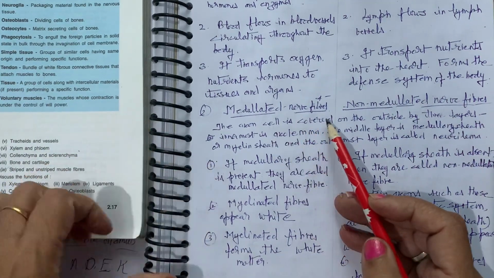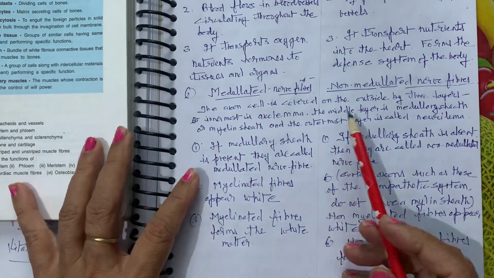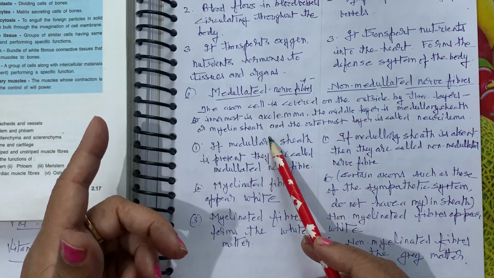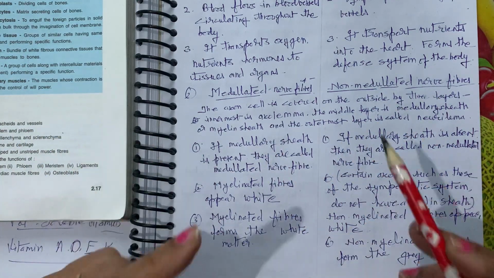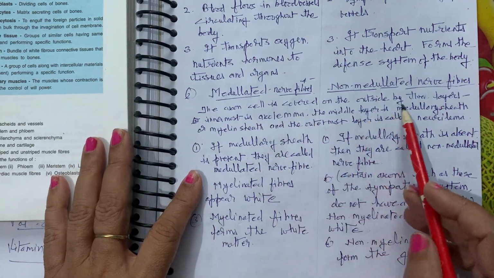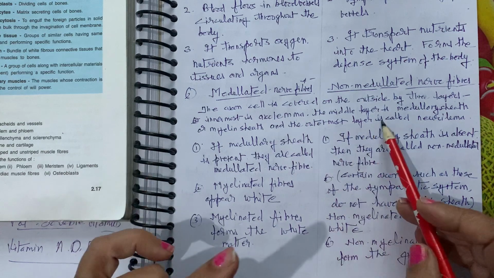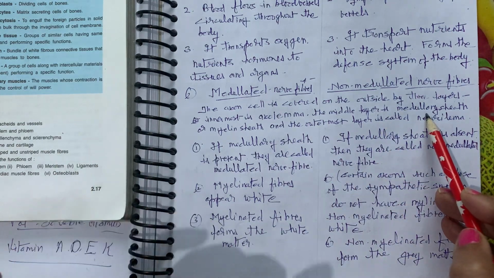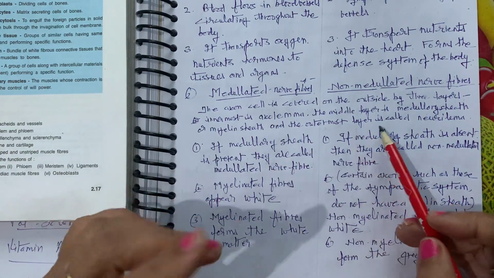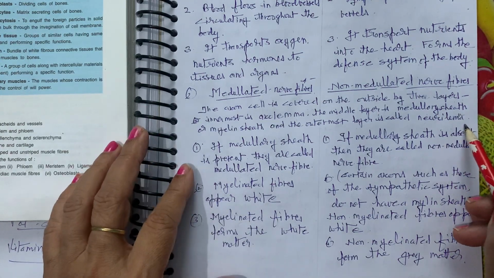Next is medullated nerve fibers and non-medullated nerve fibers. These are the neurons. If the medullary sheath is present, they are medullated nerve fibers. If the medullary sheath is absent, they are non-medullated. The axon is covered on the outside by three layers, in which the innermost layer is known as the axolemma, the middle layer is the medullary sheath or myelin. Medullary sheath and myelin are the name of one and the same thing. The outermost layer is the neurilemma.